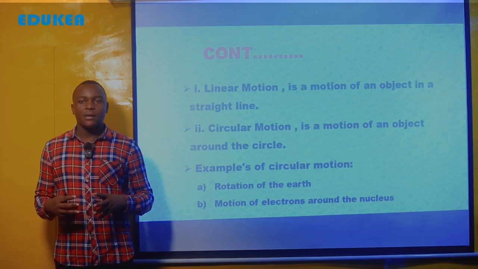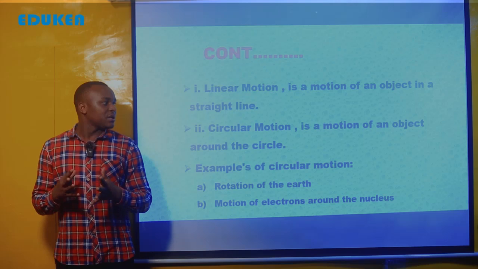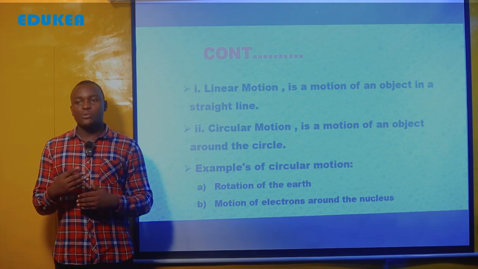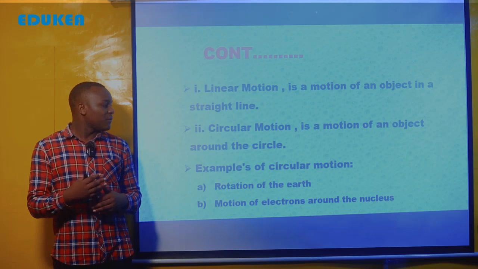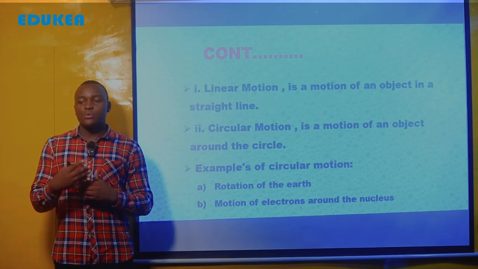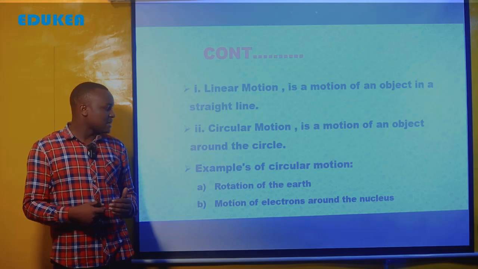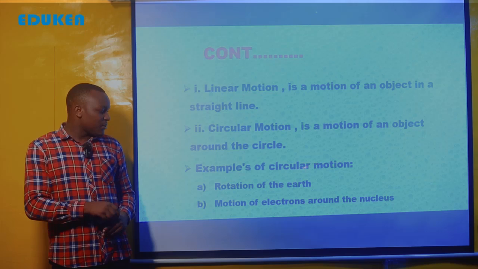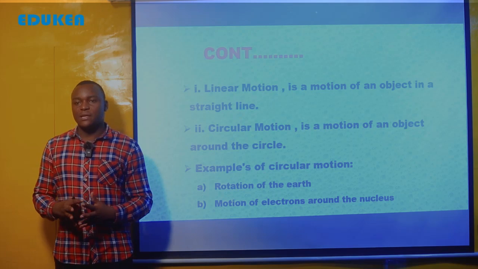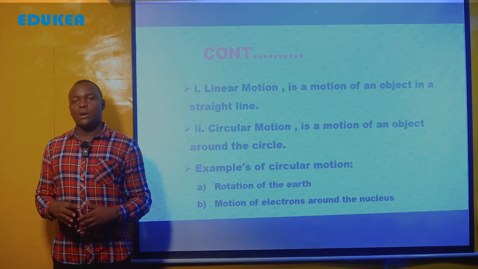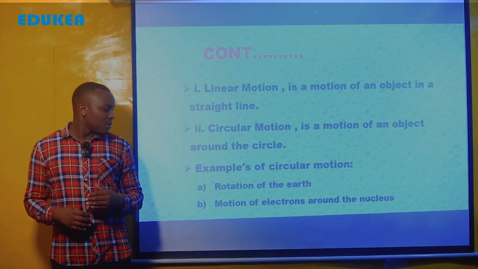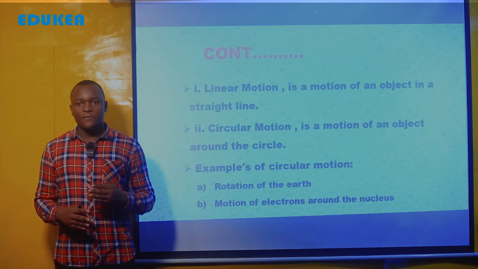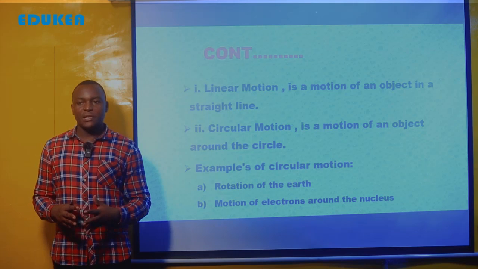Kwamba circular motion ni aina za motion ambazo zinatokea katika vitu vinavyokuwa vinazunguka au vinavyokuwa vinafanya mzunguko wa duara, ndio tunaita circular motion. Example of circular motion, we can talk about the rotation of the earth. Tunavyoona dunia inavyozunguka, ile ni circular motion. So rotation of the earth is among the examples of circular motion of an object.